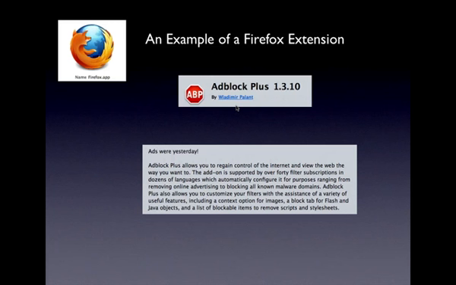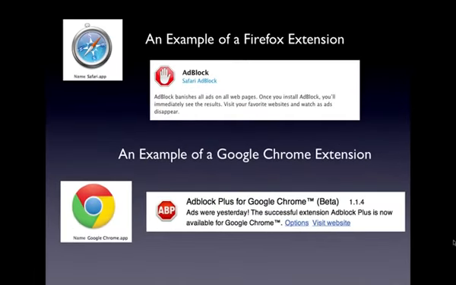It has its version number, and you can click on a blue link up there and it'll take you to the developer's website. You can get more information about it. In the case of Firefox, each one gives you a little definition like the one here, "ads were yesterday," and it tells you essentially what it does. So you can see that before you add it on.